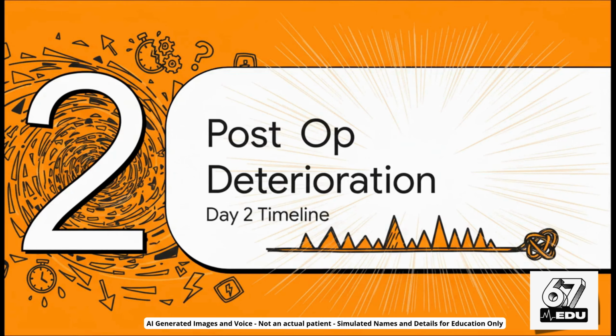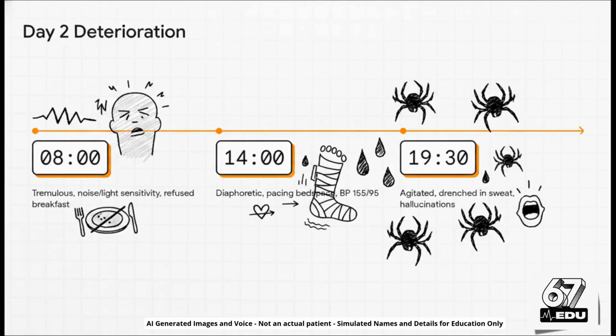Moving right along to Section 2, the post-op deterioration. It is actually wild how fast things spiral out of control on day 2 as he transitions from routine recovery into a severe withdrawal state. Watch this rapid escalation over less than 12 hours. At 8 a.m., the signs are kind of subtle, right? He's a bit tremulous, he refuses his breakfast, and he complains of extreme auditory and light sensitivity.